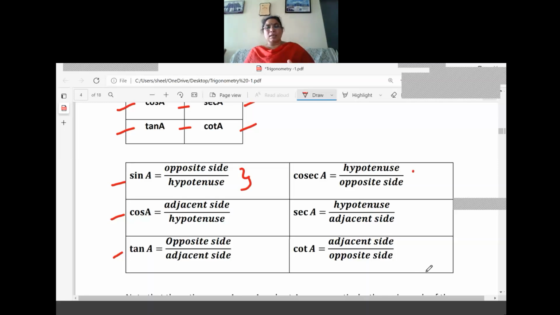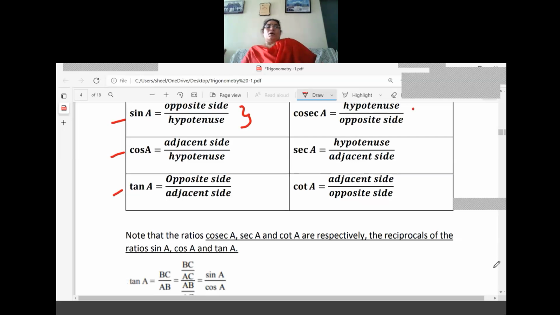So once again I'll read. Sin A equal to opposite side by hypotenuse. Writing "with respect to A" is not required, we can write in a short form like this. Cos A equal to adjacent side by hypotenuse. Tan A equal to opposite side by adjacent side. Cosec A equal to hypotenuse by opposite side. And sec A is equal to hypotenuse by adjacent side. And cot A, the last one, is adjacent side by opposite side.